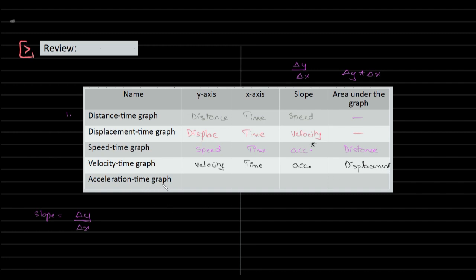Now the acceleration time graph. Along the y we have acceleration, and along x we have the time. The slope of acceleration by time will not give us anything. We will not define anything. And the area under the graph, that is the product of acceleration and time, what does it give? Velocity.